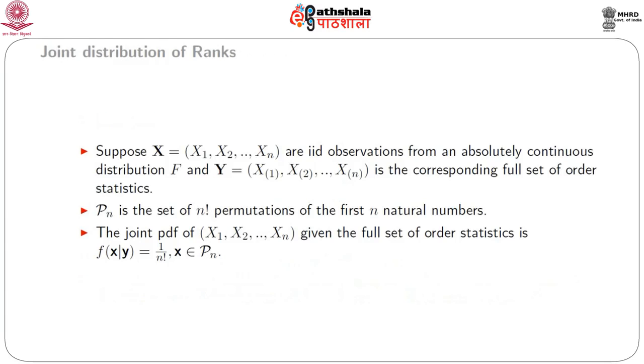Next, we shall discuss how to obtain the joint distribution of ranks. Suppose X1, X2, ..., Xn are IID observations from an absolutely continuous distribution F, and Y is the corresponding full set of order statistics. Suppose Pn is the set of n factorial permutations of the first n natural numbers. Then the joint density of X1, X2, ..., Xn given the full set of order statistics is 1 by n factorial, where x runs over Pn, that is, over the set of n factorial permutations of the first n natural numbers.